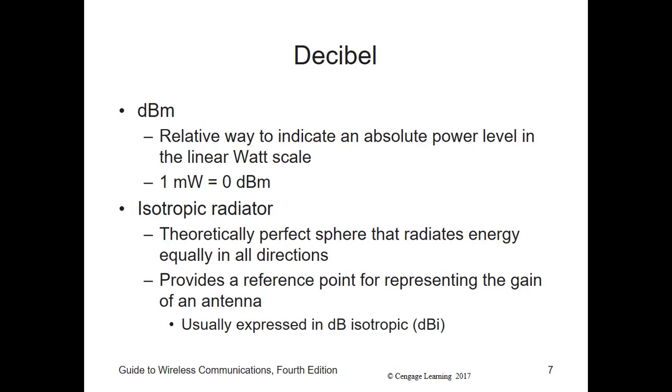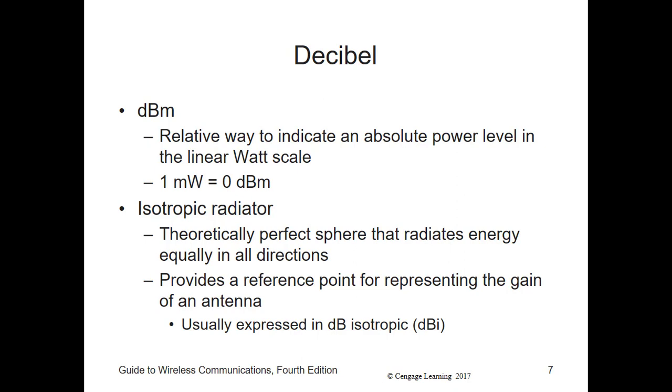So this is a relative way to indicate an absolute power level in the linear watt scale. So 1 milliwatt equals 0 dBm. You can add or subtract any value represented in dB or dBm using the tens and threes rule. So now you can convert a dBm value directly into milliwatts of power. So let's look at some examples.